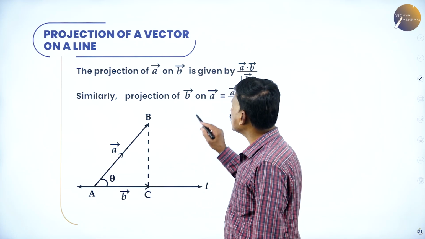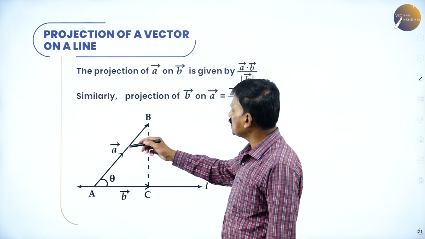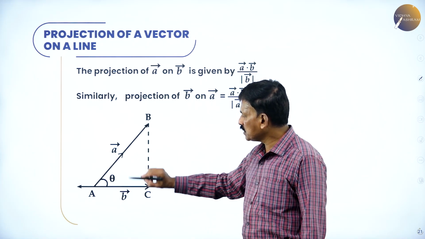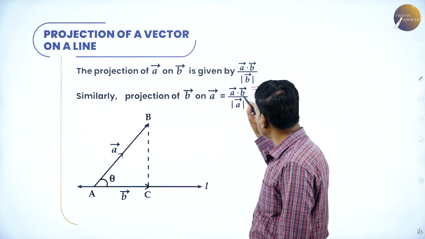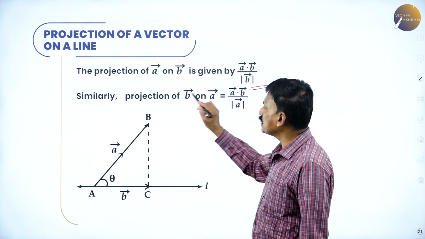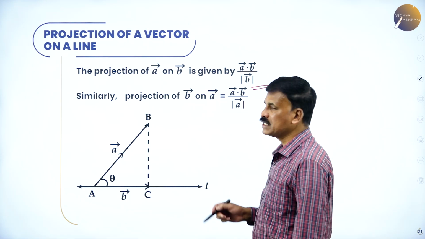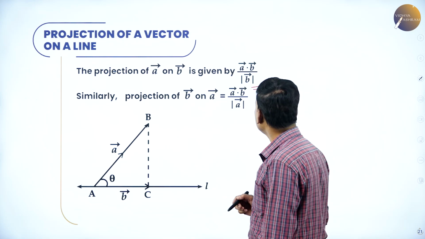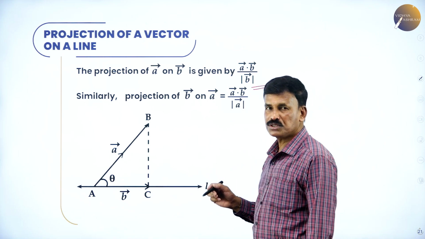Suppose A and B are any two vectors, the projection of A on vector B or B on vector A. The projection of vector A on B is given by vector A dot B divided by the length of vector B. Similarly, the projection of vector B on A is A dot B divided by length of vector A. So, projection of A on B depends on the length of vector B, A dot B by length of B. Similarly, projection of B on vector A is A dot B divided by length of A. So, this is how we find the projection, depending upon whether the projection is from A to B or from B to A.